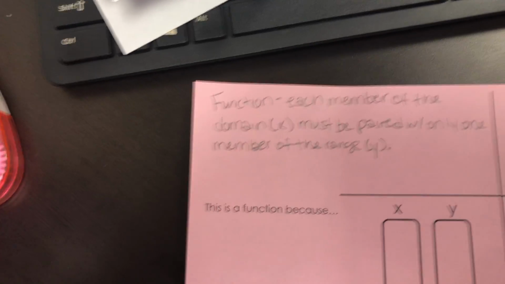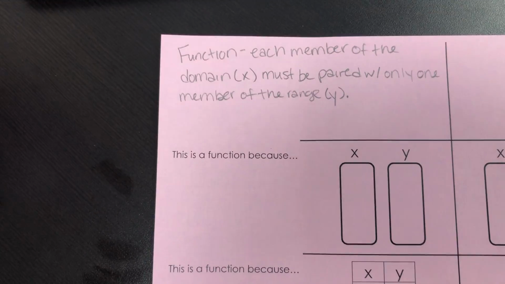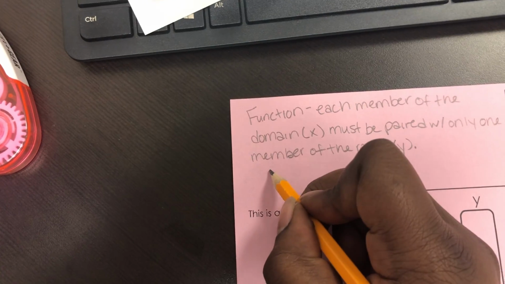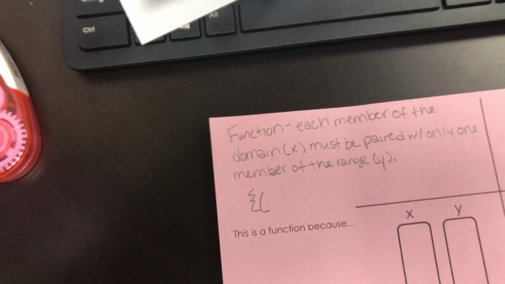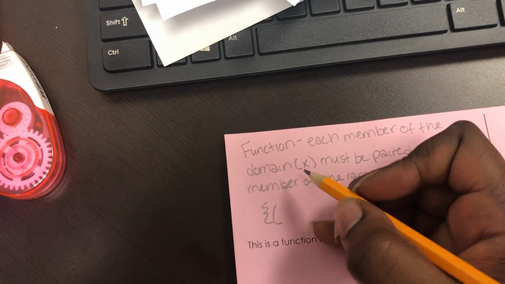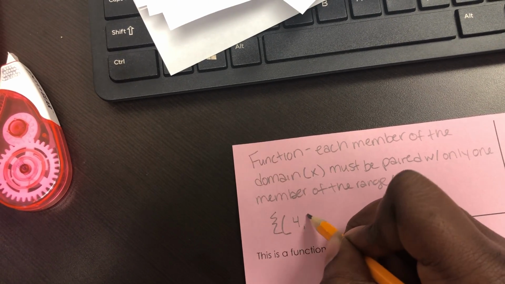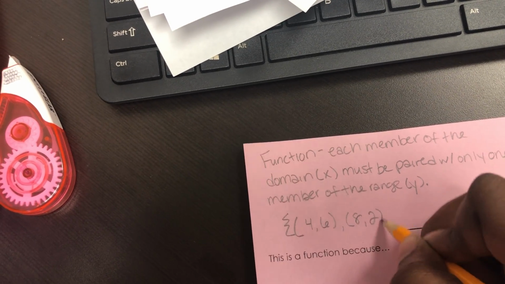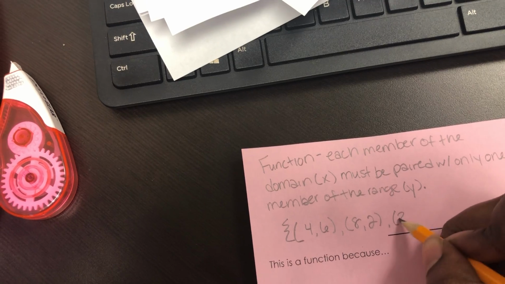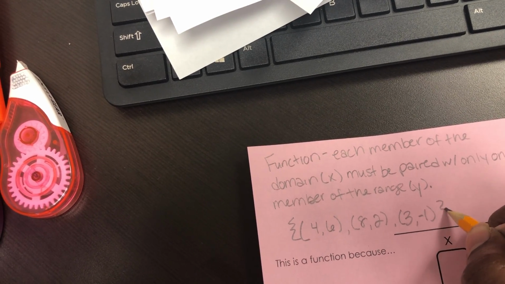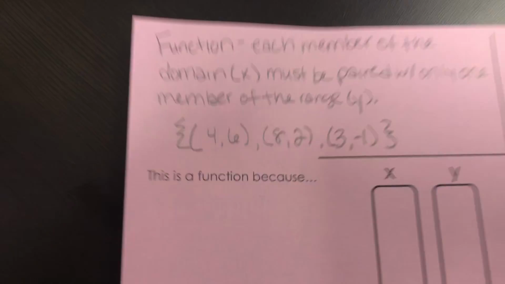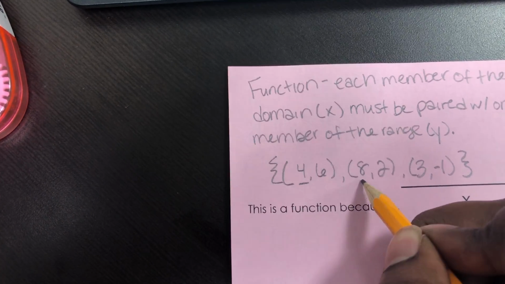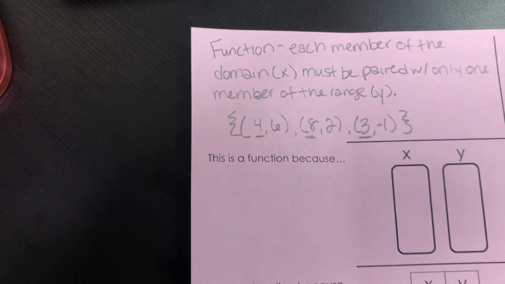In other words, in simpler words that might be easier to remember, the x's can't repeat themselves. So here's an example. Let's say they give you a series of coordinates and they ask you, is this a function? If they give you something like 4 and 6, 8 and 2, and 3 and -1, these coordinates together are going to be considered a function because if you look at the x's, they are not repeating themselves.